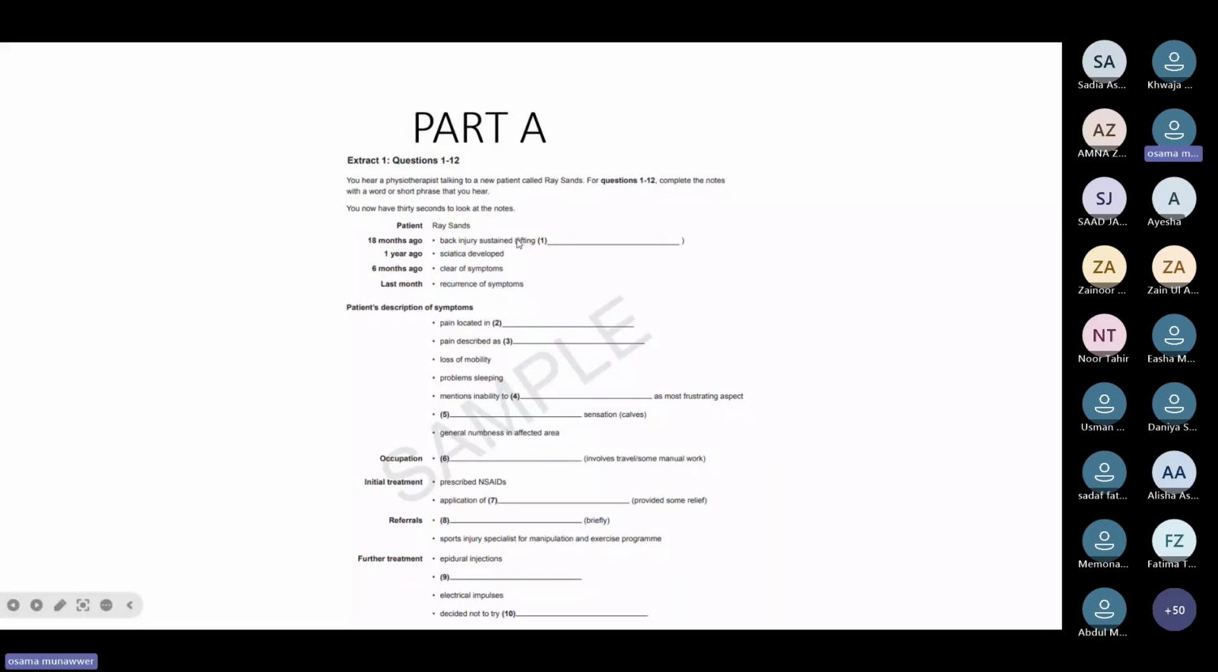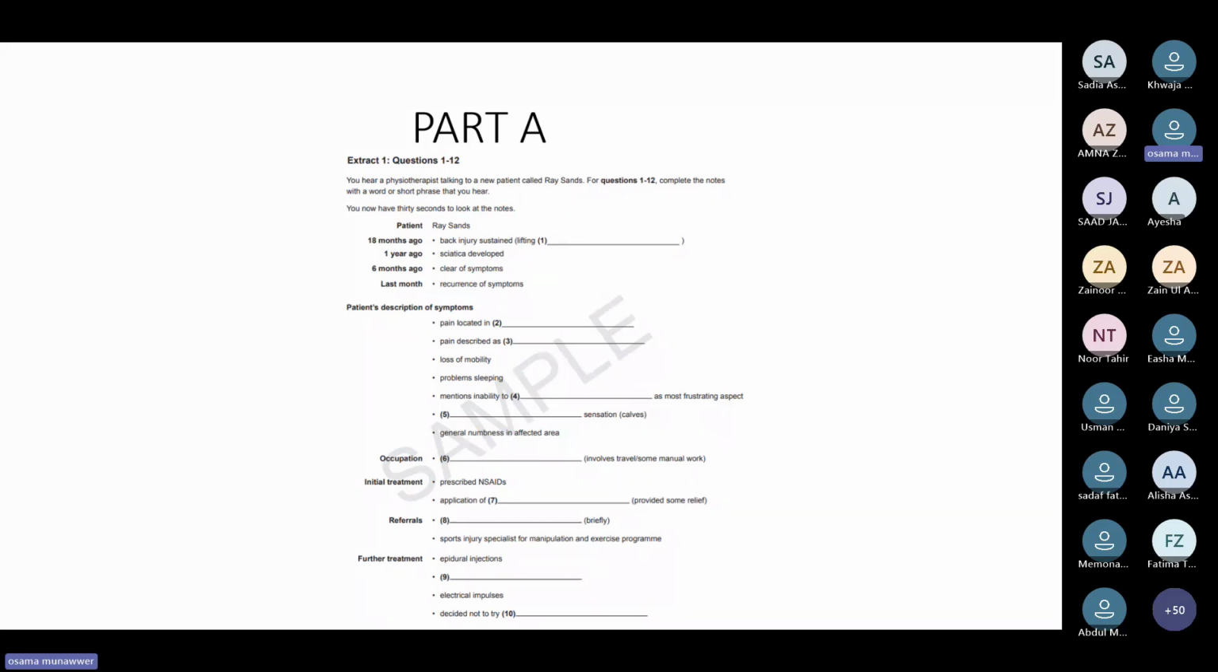For example, here they've written, he sustained back injury lifting dash. In the audio, the patient might just say, I hurt my back while lifting this. So he said, I hurt my back, but here they've written back injury. It's pretty much the same thing, and it's very easy to understand, obviously, but they might use different words. So that is part A. Again, it's a very easy component. Try to get full marks if you can, to be honest. And just be quick with it.